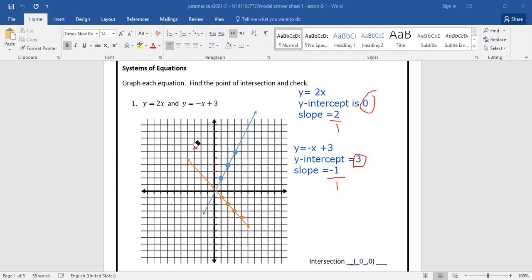Where will they intersect? 1 and 2. Yes, so I'm going to connect this one like this. So they will intersect where? They will intersect on 1 and 2. Okay? Yes, we can make a check for the answer. Yes, sure. Very good. So it will be 1 and 2.